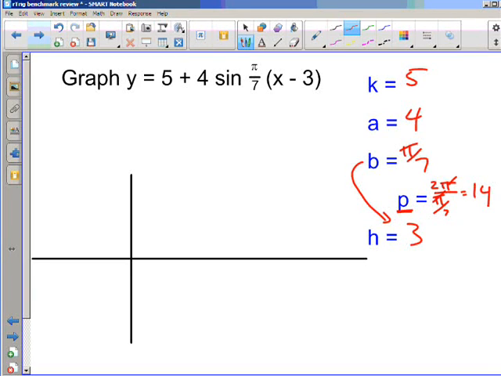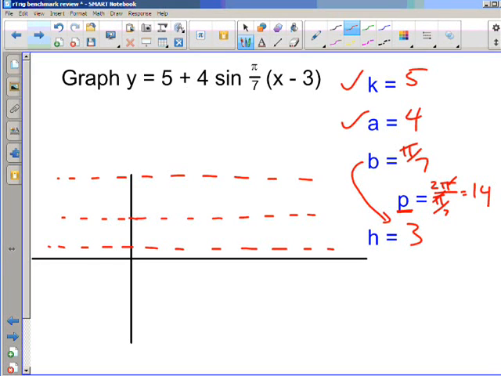So in this case, we'll label things and get this thing graphed out. The K is at 5. And then if I go up 4 and down 4 from there, I still stay positive. So I graph K, then I graph A. Then I'll jump down to the H and just label it 3. This is a sine curve, again starting in the middle.